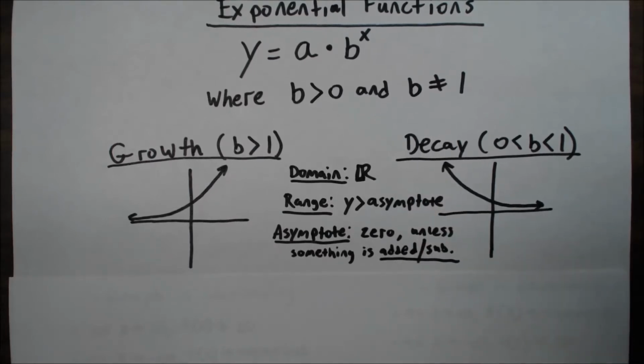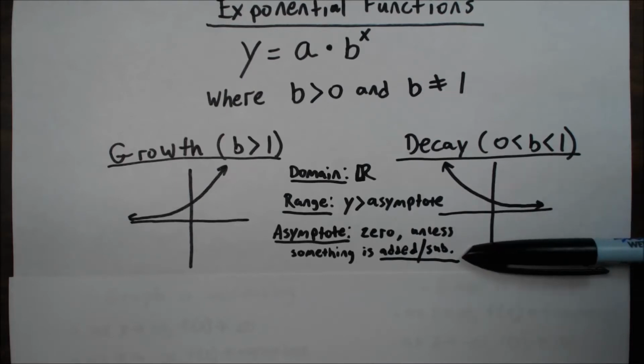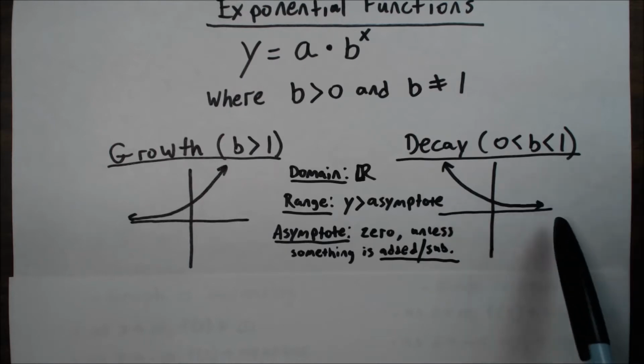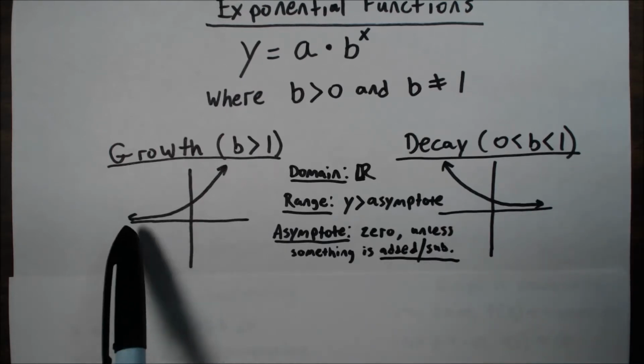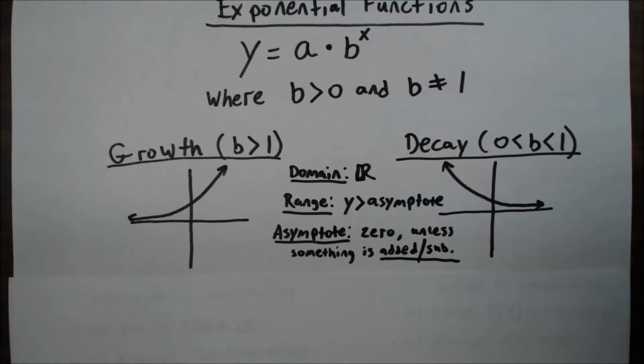Now, there is a special case where an exponential function could be flipped upside down. So going from this position, it would actually be flipped, and it would go from the asymptote going down. Very uncommon, and certainly in this class we're not going to see it very often, but just like any function, that can happen.